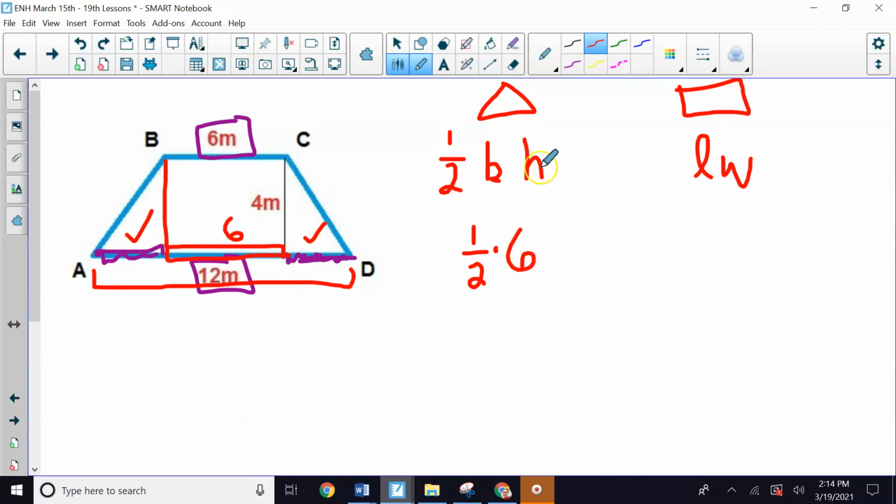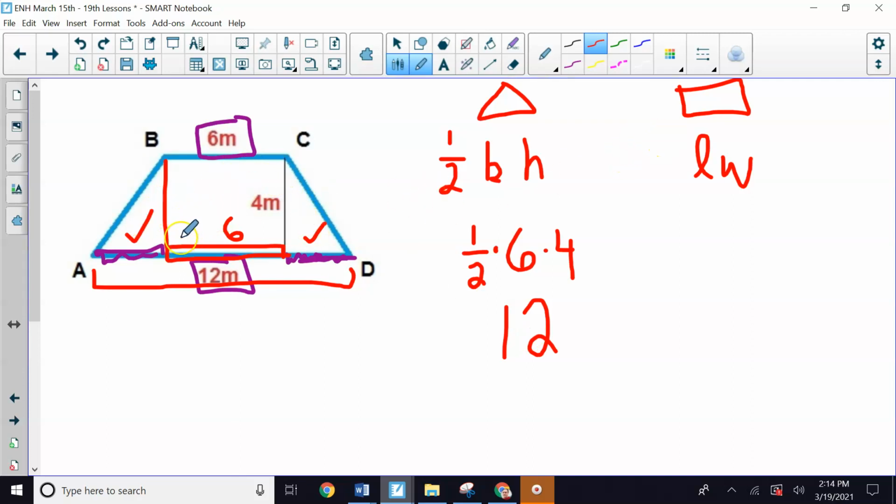So here's the base of 6. The height is going to be 4. And so it looks like we got our numbers here. That's pretty simple. That's going to be our 12. So this is the triangle part, remember? That's why I drew the triangle up here, so I don't forget which part I'm doing. This is very simple. Look how organized it is. Easy to tell. I got my triangles done.